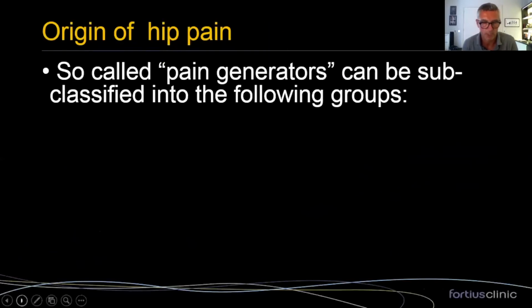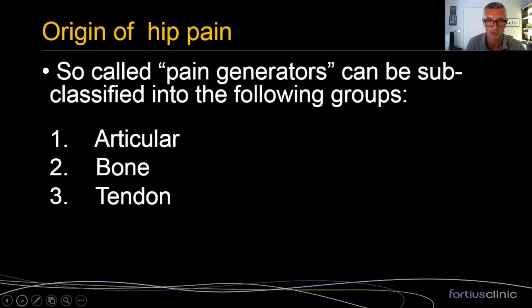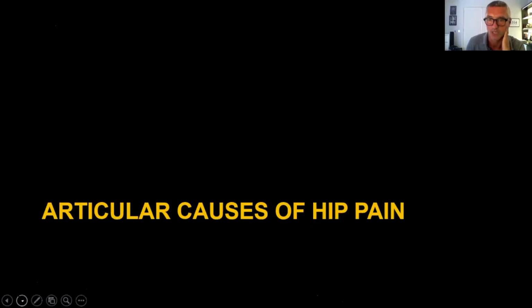So when we're being asked to look at groin pain as radiologists, we have to think about the so-called pain generators, which we can subdivide into articular causes, bone, tendon, and muscular causes. When I'm looking at imaging for these cases, those are the things running through my mind. So I'm just going to run through those. Hopefully it won't take up too much of your time.